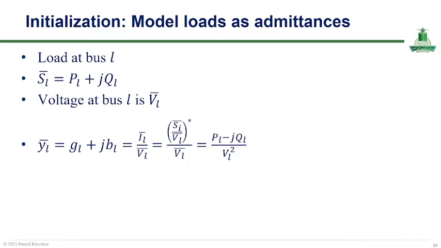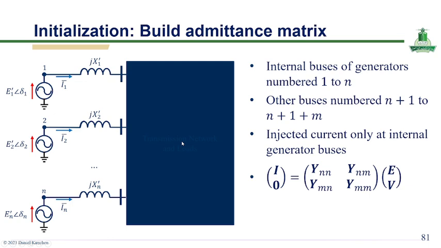So modeling loads in this way allows them to be directly incorporated into the network admittance matrix, which is particularly useful for transient stability and dynamic simulations because it simplifies the numerical solution of the system equations. So this slide describes the construction of the admittance matrix used in power system dynamic analysis.